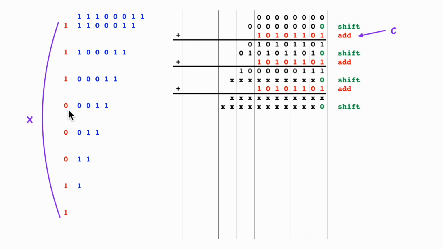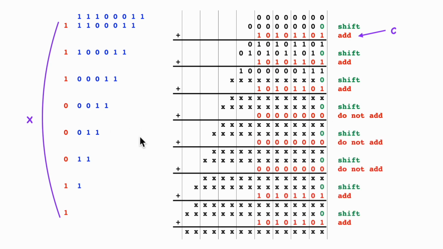And then we look at our next bit. This time we've got a 0, so instead of adding 0, we just don't add at all. And here is our result. And then continuing, we just keep on going. We have add, do not add, and then the final two additions. And at this point, things have been shifted over, and we can now see that our result is a full 16 bits.